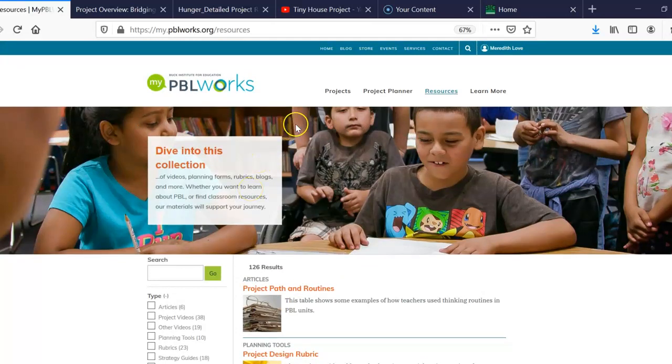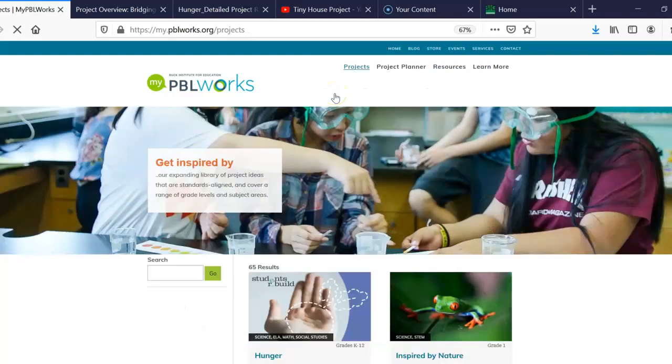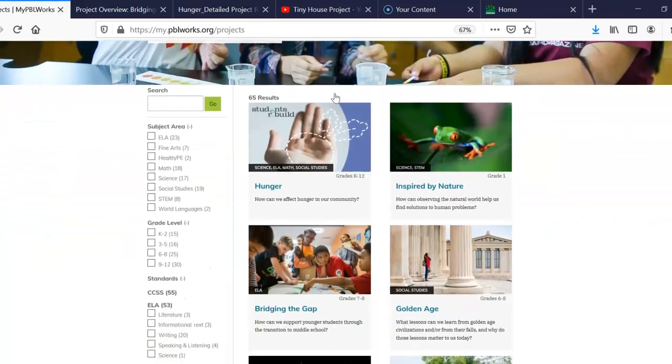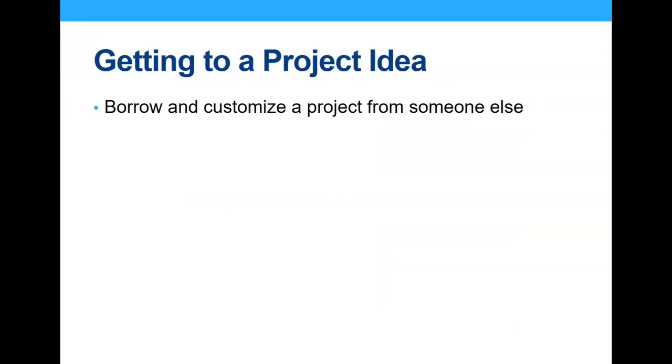So I wanted to show you that one of the things you can do as you start trying to come up with project ideas is to see what's already out there. And PBL Works is a great place to start. Okay, so borrow and customize a project from someone else or from the website.